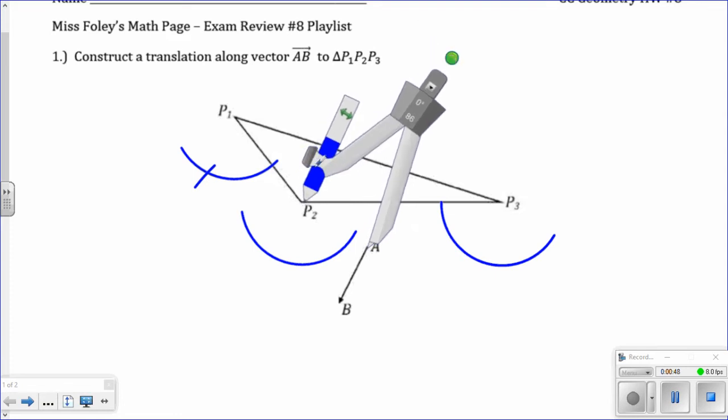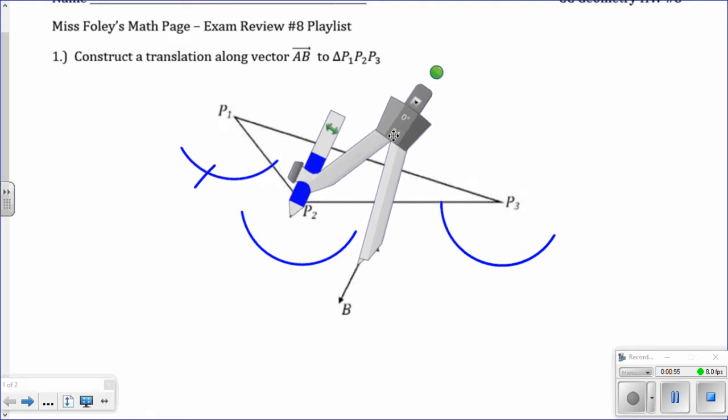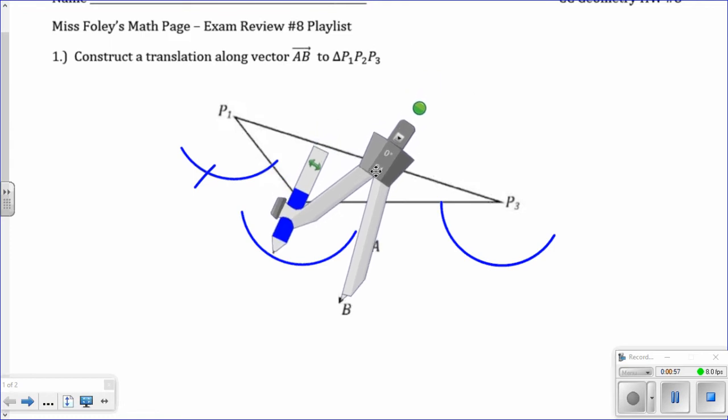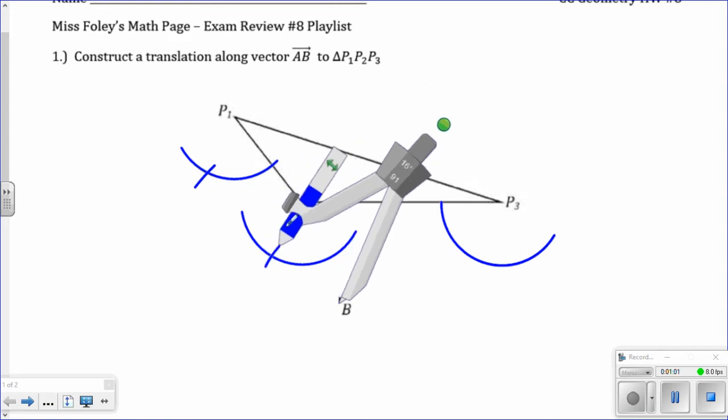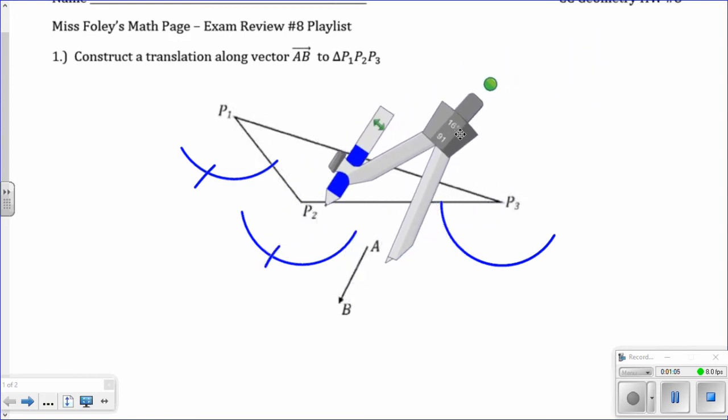Okay, and we're going to do the same thing. Okay, I can't get it exact. It only lets me do so much here. Slide the compass down the vector, looking at the vector. Once you get to the end of the ray, at the end of the arrow, make an arc, and that intersection is where P2 is going to go.